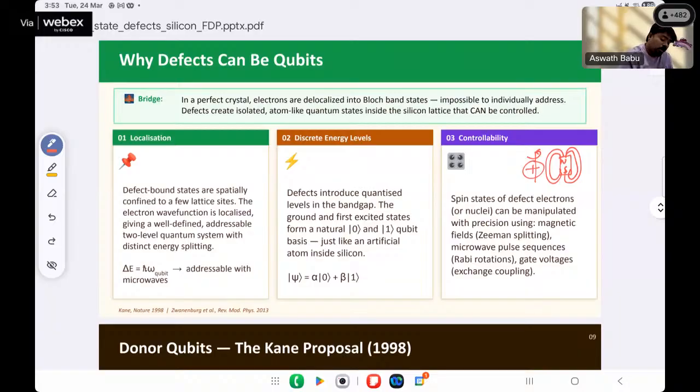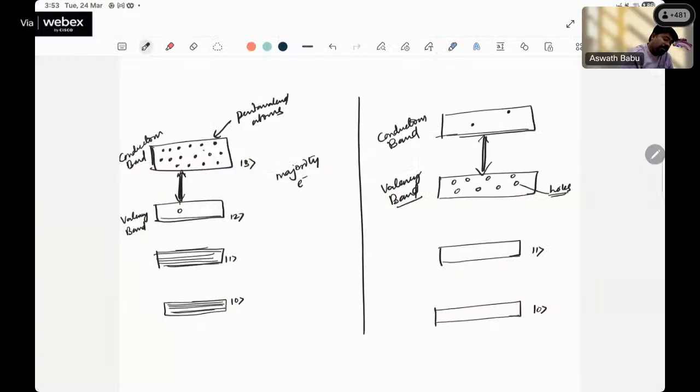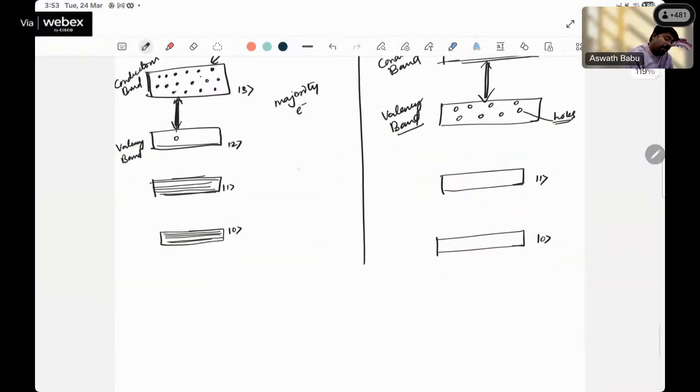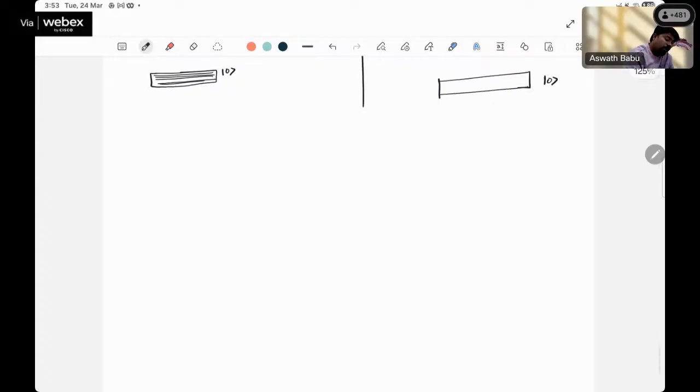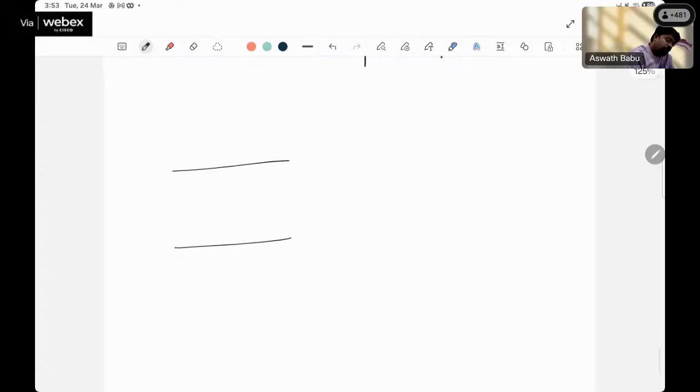So this is going to create what? Zeeman splitting. Using a magnetic field, we can create the splitting. Let's say we take any one electron in the ground state and the excited state. The electron has its own spin. It can be an up spin or a down spin in these particular states.